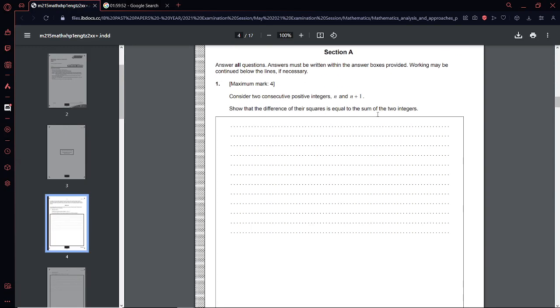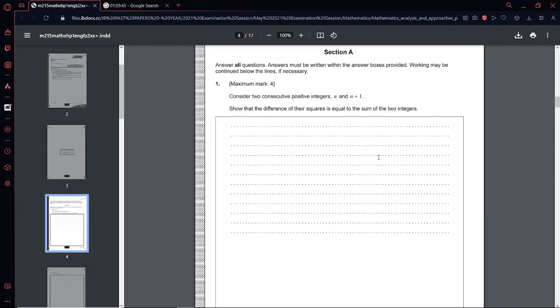Alright, consider 2 consecutive integers. Show that the difference of their squares is equal to the sum of the 2 integers. So the sum equals 2n plus 1, and the difference equals n squared plus 2n plus 1 minus n squared, which equals 2n plus 1, equals the sum. Okay, next.